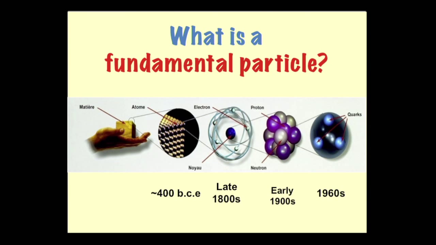But it didn't take us much longer to figure out that those nuclei themselves were not fundamental particles. What does that mean? It means that they're made up of other things. And the things they're made up of are neutral particles called neutrons and positively charged particles called protons. And then by the 1960s, we had figured out that even those protons and neutrons weren't fundamental particles. They were made up of things called quarks. Each neutron and each proton was made up of three quarks, as well as a lot of other stuff running around inside.